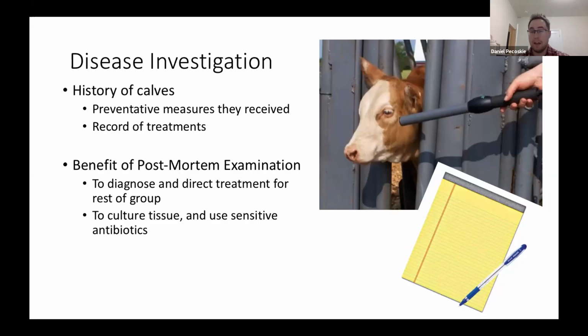Certainly we can identify lungs and see, does it look more of a viral presentation or bacterial or mixed, and how acute or sudden did it happen? So we can get a lot of information that way.